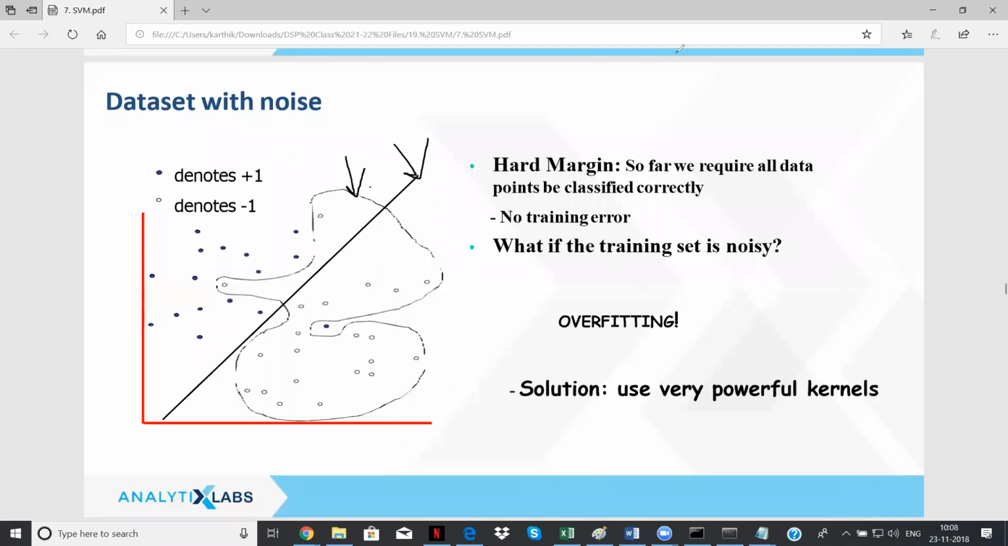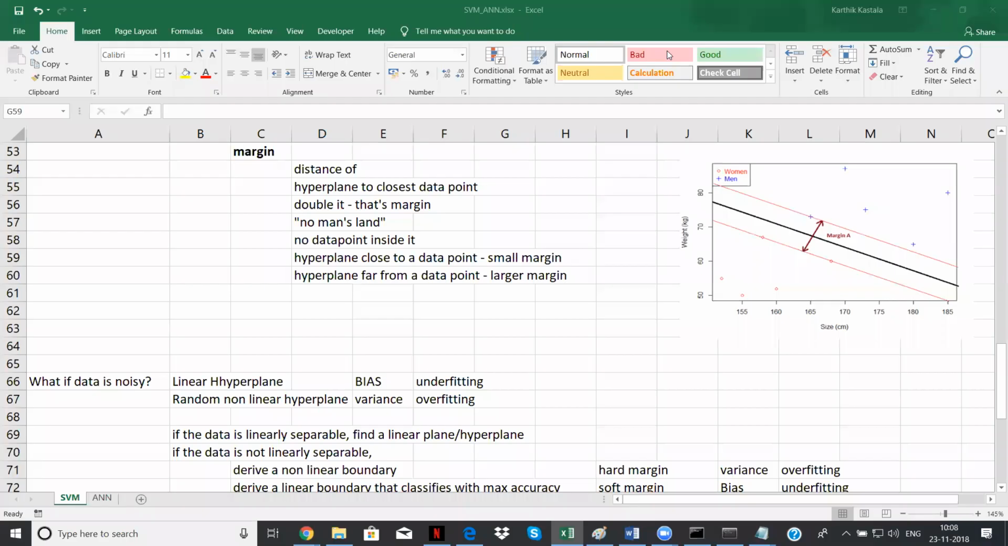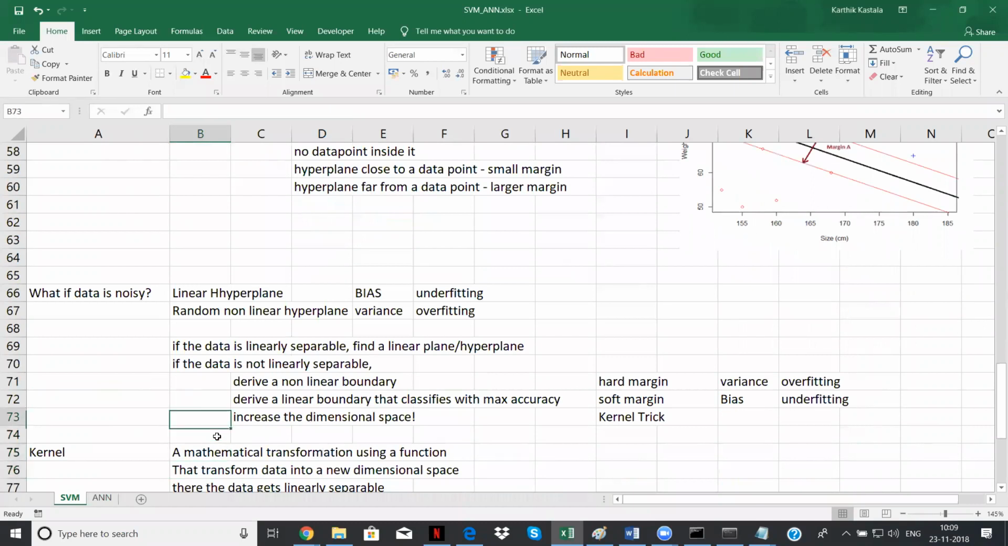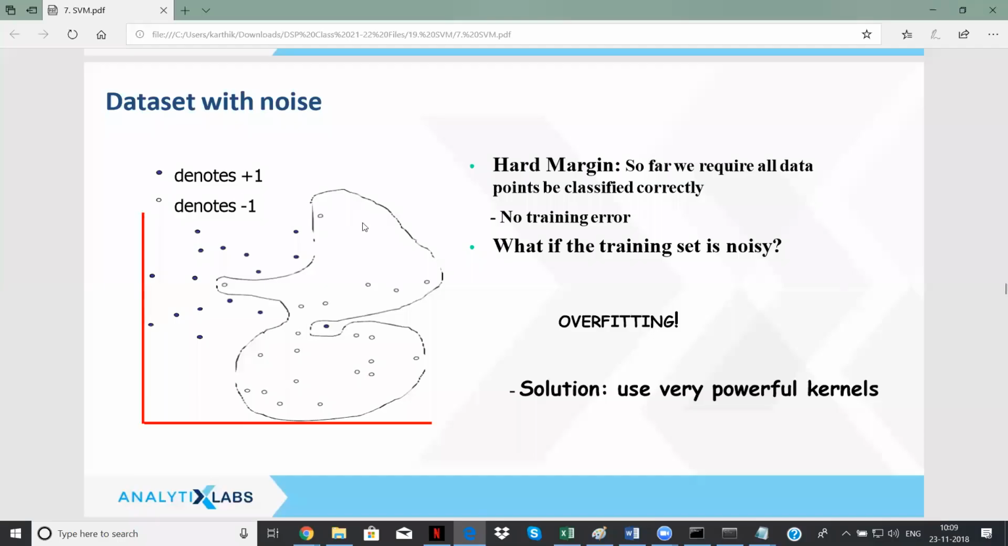Here are the two things I have told you. Let's look at the third thing, what we can do here. Again, I repeat, if your data is noisy, then let's say you're coming up with a non-linear boundary, as in a weird shape. It's a non-linear boundary, right? This is the first thing that comes to your mind.